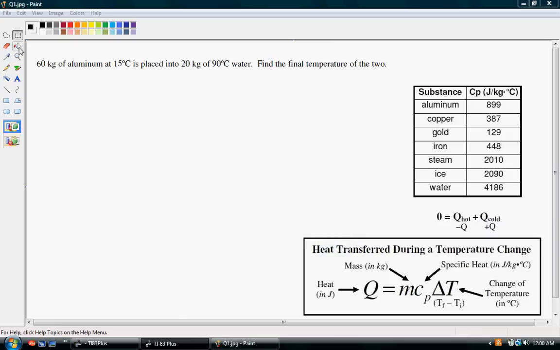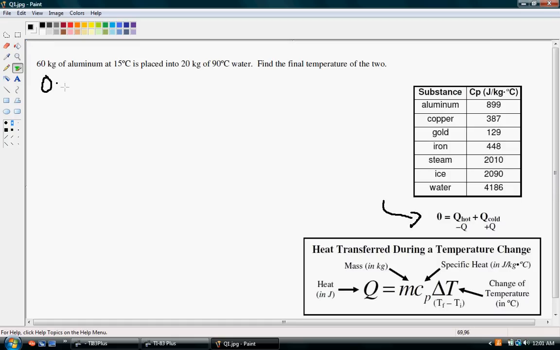Alright, so here we have 60 kilograms of aluminum at 15 degrees Celsius, and it's placed into 20 kilograms of 90-degree water. Find the final temperature of the two. Alright, so we know that we have two objects that are being placed. The aluminum is being placed in the water, and eventually they are going to reach thermal equilibrium and have the same final temperature. So we know we are dealing with this equation right here, so we'll go ahead and write that.